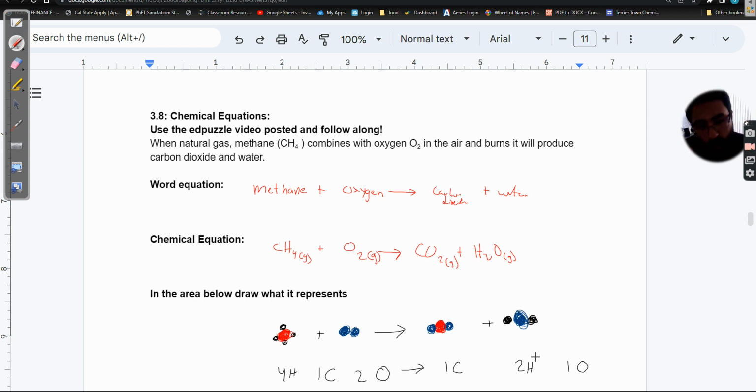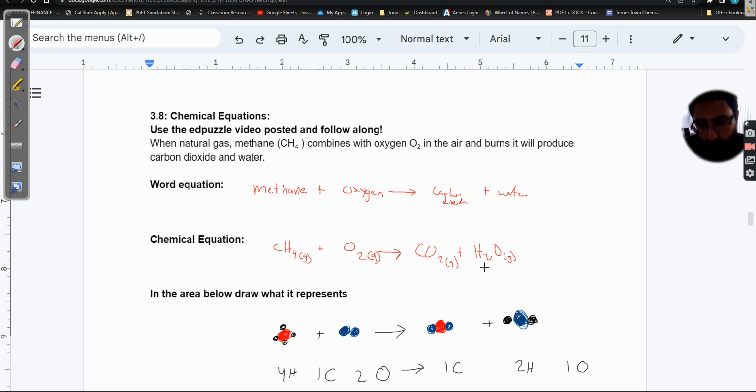So we have to balance this chemical equation because this right here does not show the law of conservation of mass. Remember, matter is not created and it's not destroyed. It is rearranged. So we need to rearrange this formula so that the left and the right are equal. Well, how do we do that? Well, we add coefficients in the front of the chemical formula.